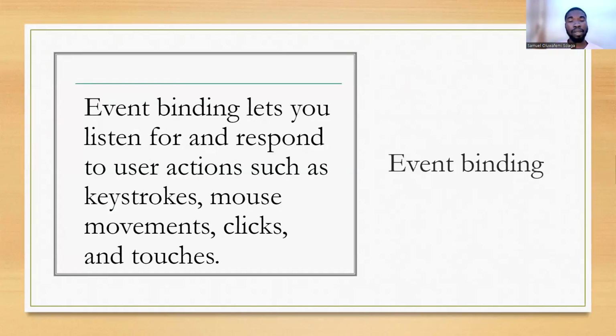Then the third type of one-way data binding is event binding, which is the type that goes from the view to the component. It goes in the other direction, because when an action happens in the view, it sends that data into the application. So event binding basically lets you listen for and respond to user actions such as keystrokes, mouse movement, clicks, and touches.